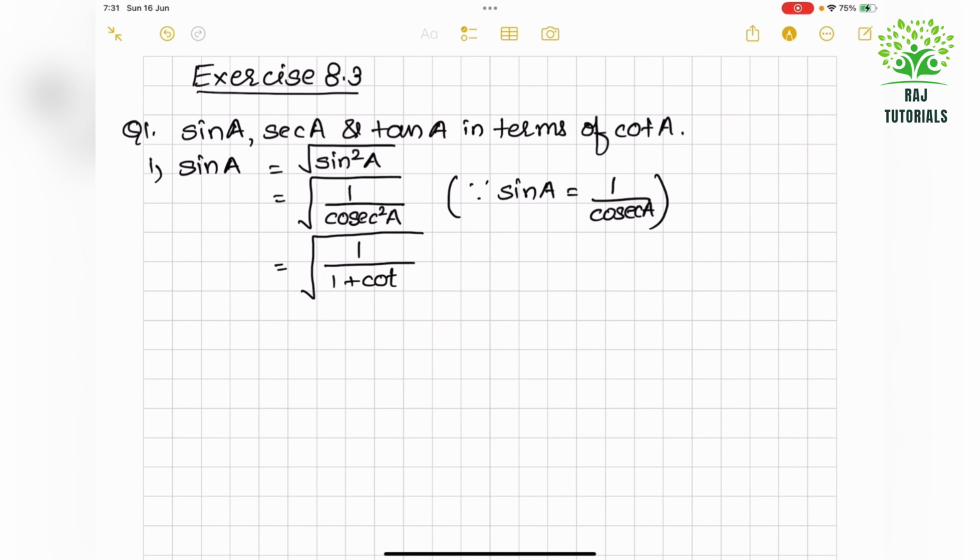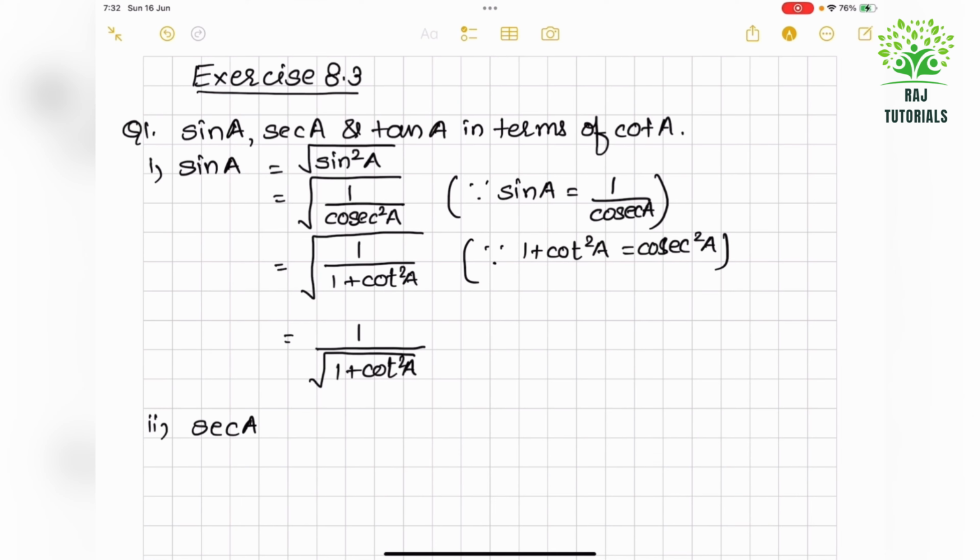Now cosec A, can I write 1 upon 1 plus cot square A, because 1 plus cot square A equal to cosec square A. Identity. So I can say the final answer will be 1 upon root of 1 plus cot square A.